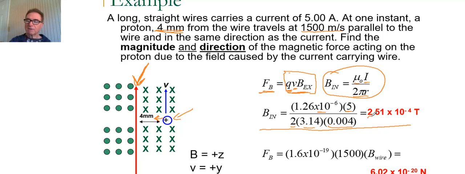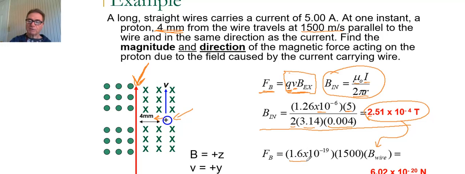And we end up getting a magnetic field strength of 2.51 times 10 to the minus 4th Tesla. So it's a decent sized magnetic field. Now, what I'd like to know is what the force is on the proton itself, or the positive charge itself.